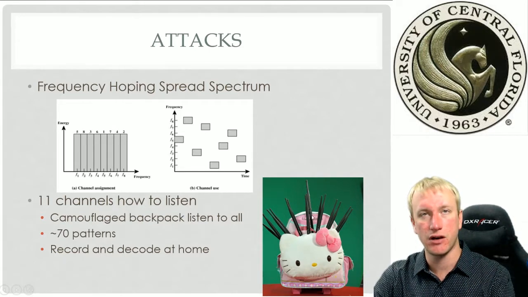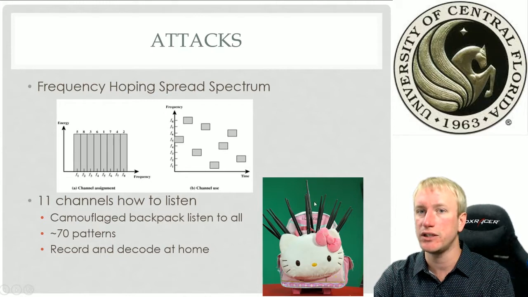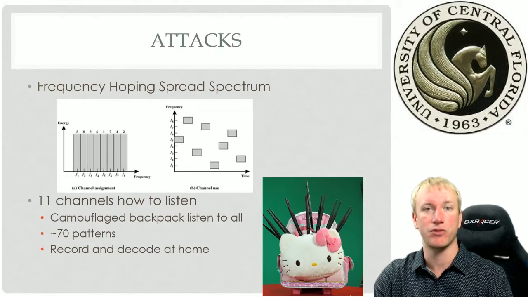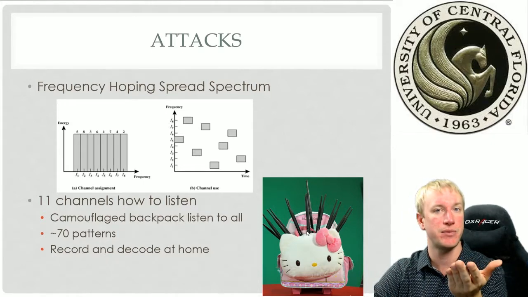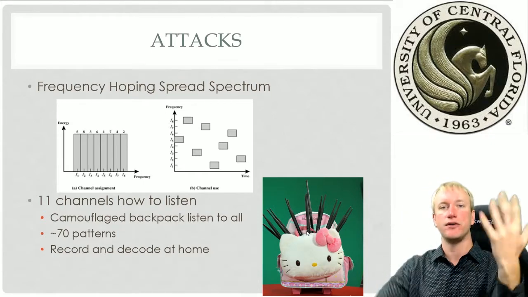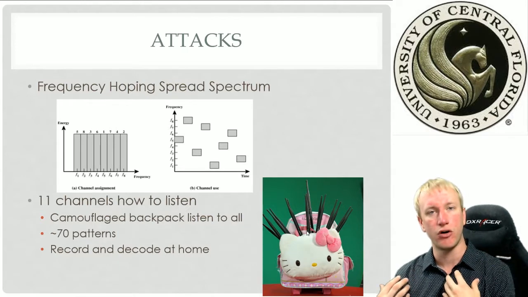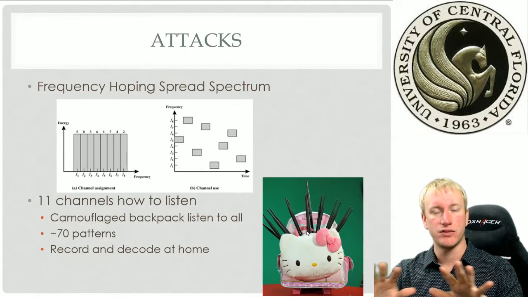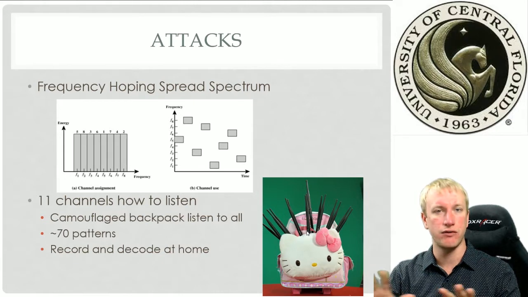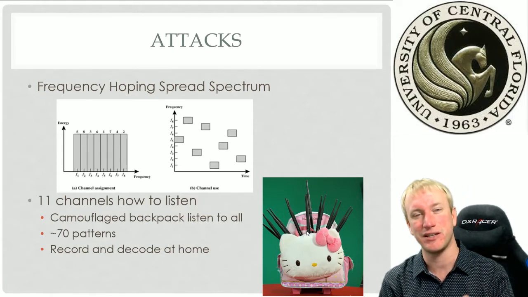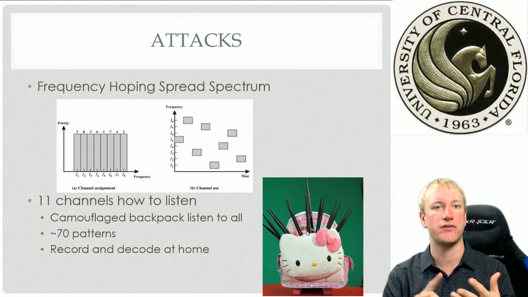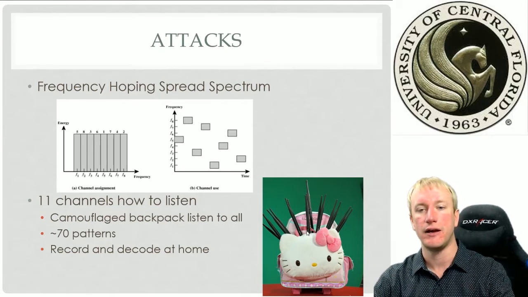One person at DEF CON in 2012, I believe, created this Hello Kitty backpack with 14 different receivers on. So listen to all 14 channels. Remember, there's 14 including Japan. And he listens to all of it and records it. He recorded about a 30-minute session, went home, analyzed that with 70 different patterns, and was able to prove within a few hours that he could decode all the traffic being sent through and find out exactly what data is being sent, getting images, texts, phone calls, everything he wanted.